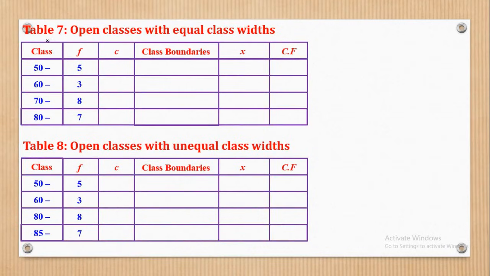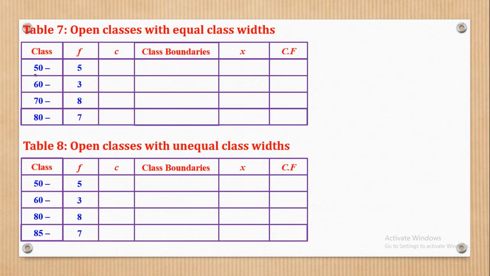So now we shall go to table 7, which is also opening classes with equal class width, but this time they have only given you the lower class limits. So how do you deal with such? Now when they give you upper class limits, you start from the bottom going upwards to get the class width. But when they give you lower class limits, you start from the top going downwards. So let's do that.